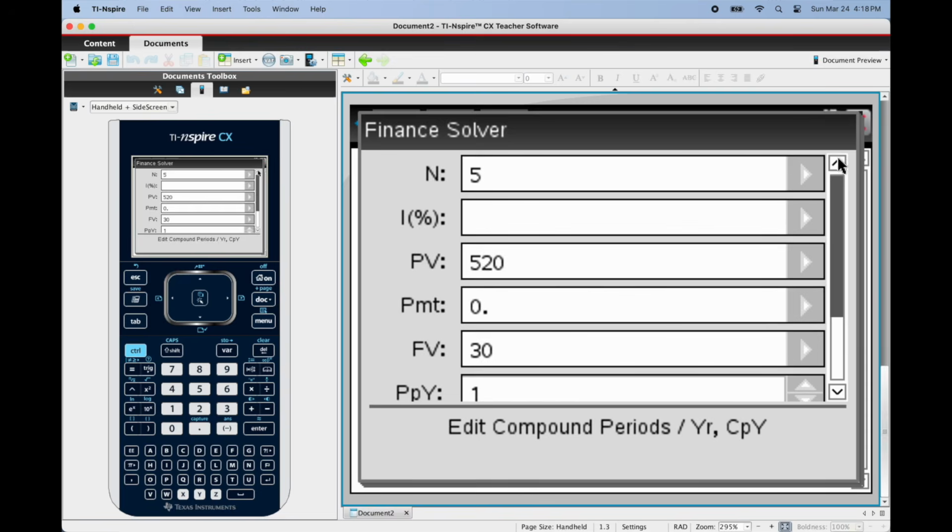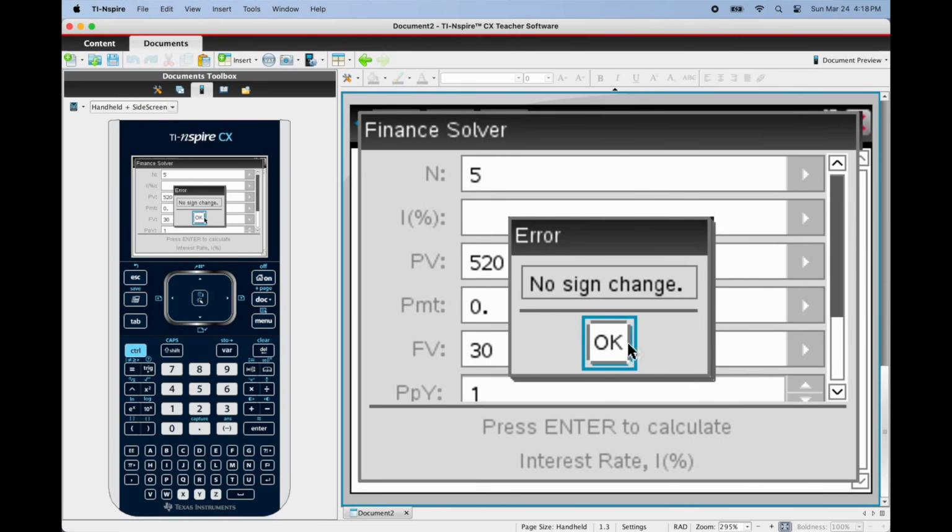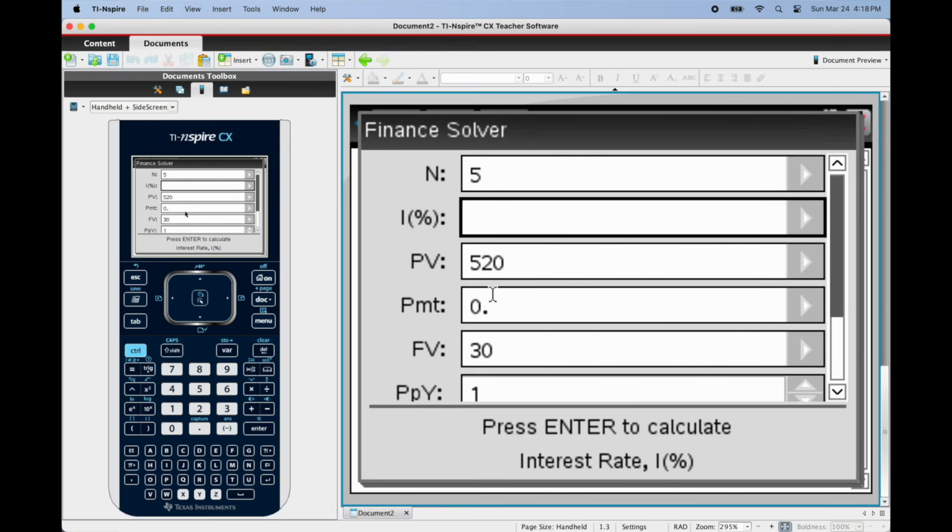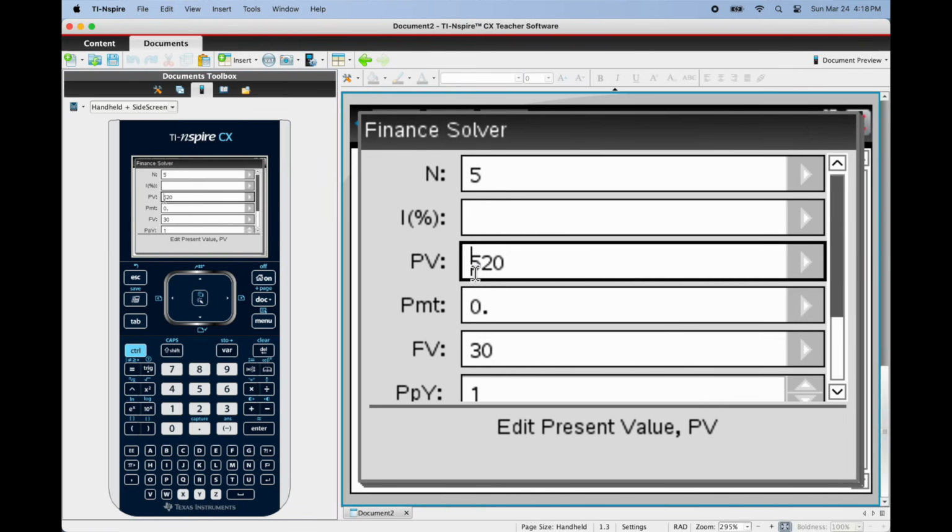So if you were to type this in on your calculator and keep this present value and final value the same, you would get no sign change, which means that essentially the calculator is telling you that it's not possible. You can't go from 520 to 30 because, well, what I believe the calculator is understanding is that if you have this in your possession, it can't go from 520 to 30 with any kind of interest change. There's nothing we can multiply this by.